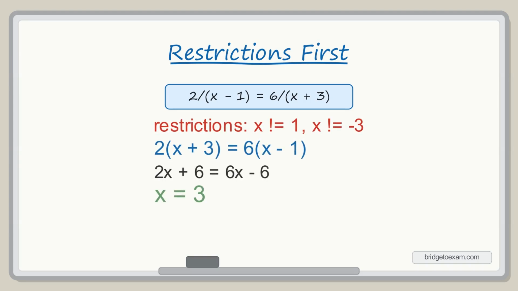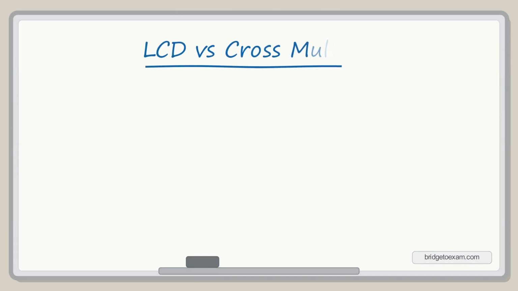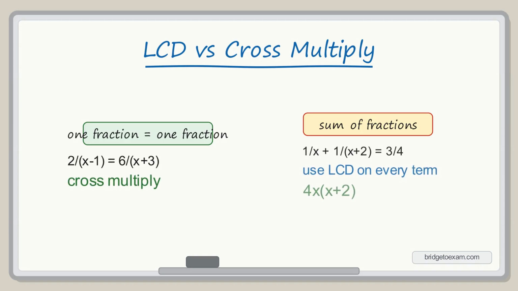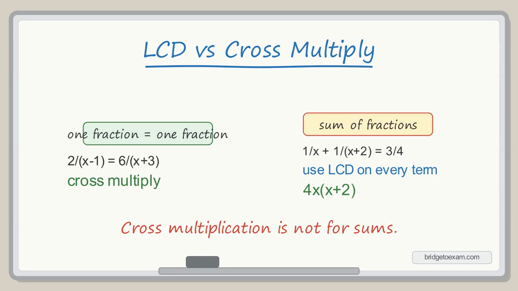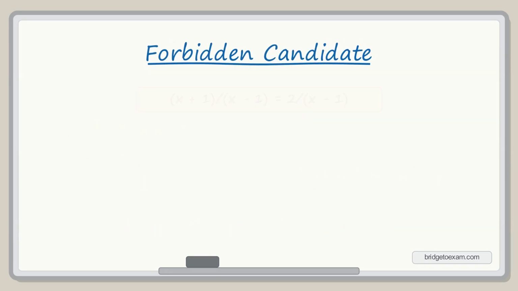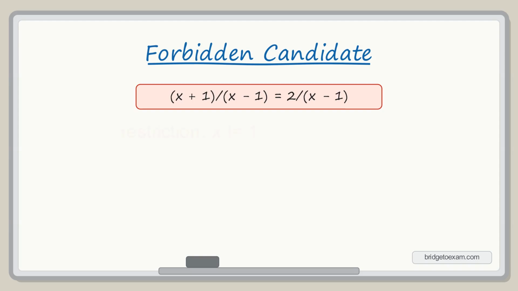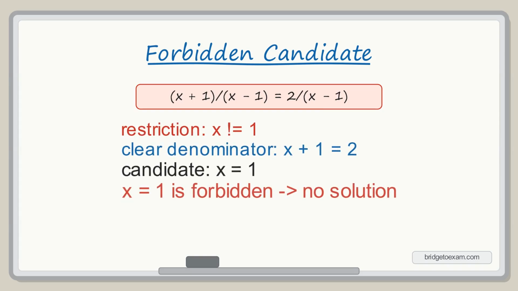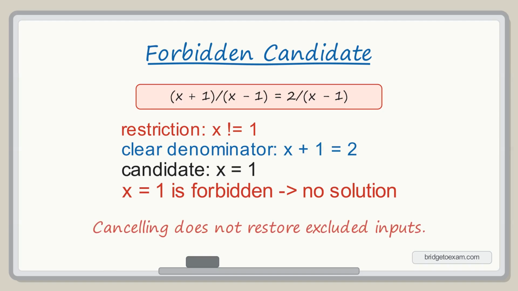Then, cross-multiply if there is one fraction equal to one fraction. Cross-multiplication works for one fraction equal to one fraction. If there is a sum of fractions, multiply every term by the LCD. Sometimes the only algebraic candidate is forbidden. If clearing denominators gives x equals 1, but the original equation excludes 1, the equation has no solution.